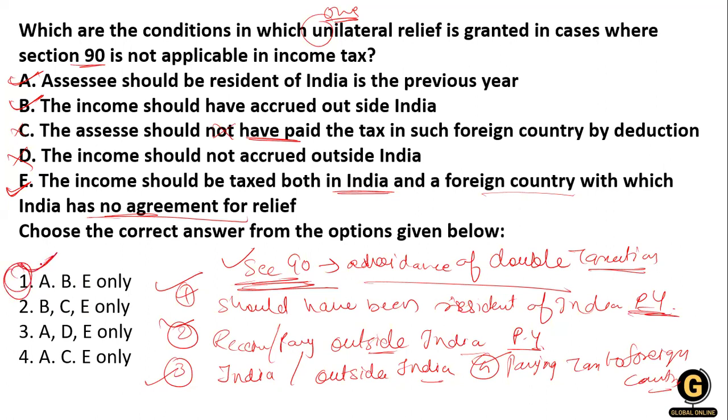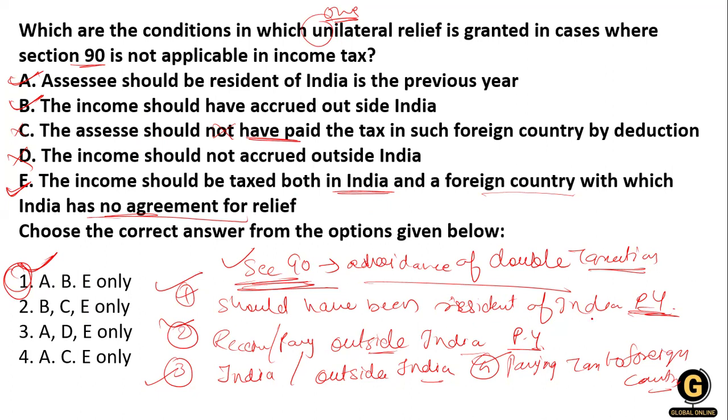Can I repeat it? Yes, ma'am. First thing, section number 90 is for the unilateral relief given by the Income Tax Act 1961 to taxpayers who are sometimes living in India and sometimes living outside India. They are earning from India and from outside India, so they are facing the burden of double taxation. So relief is given to such kind of assessee. And what are the conditions of section 90?